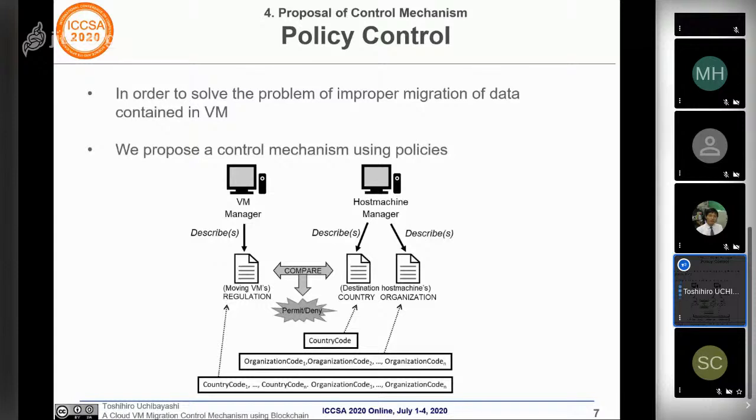In order to solve the problem of improper migration of data contained in a VM, we propose a control mechanism using policies. A VM has a regulation policy that includes a permitted organization code and a permitted country code. A host machine has a country policy and an organization policy. The country policy includes the physical location of the host machine, and the organization policy includes the organization using the host machine. On migration, the control mechanism compares the policies and permits or denies the migration.